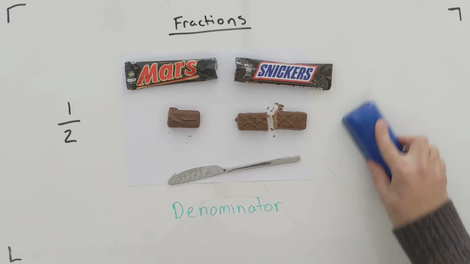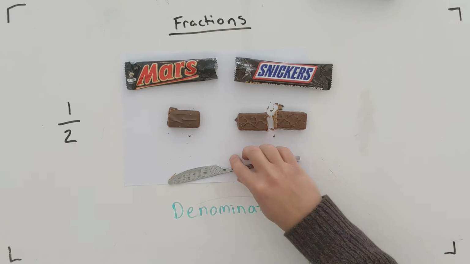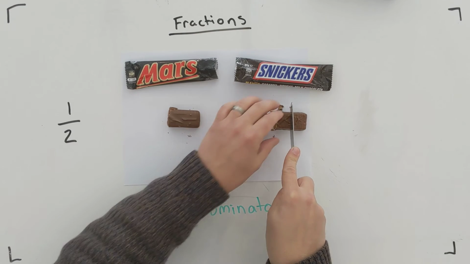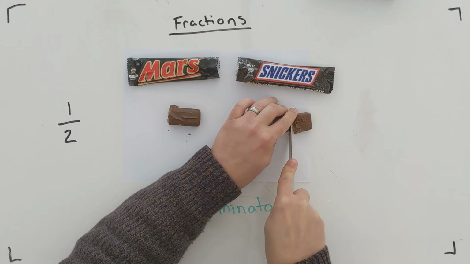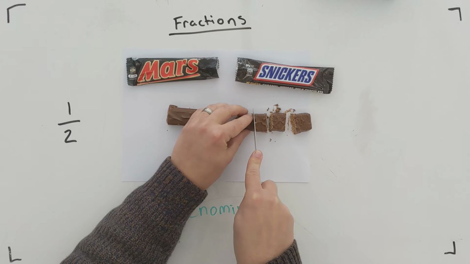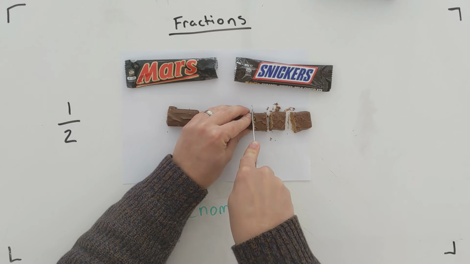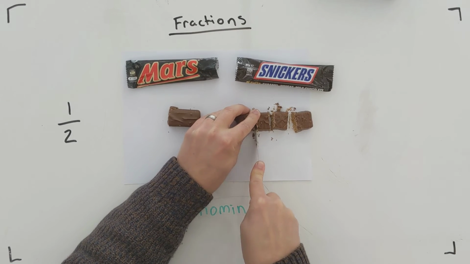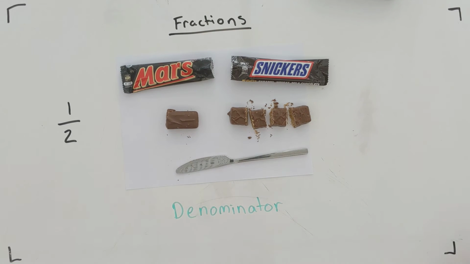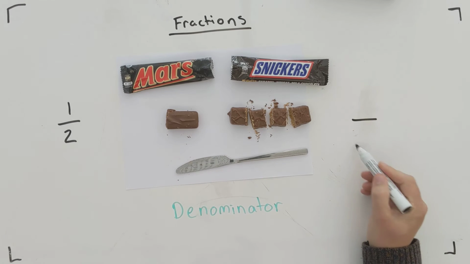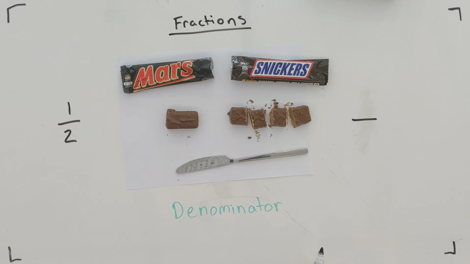But what if I cut it further than that? What if I cut this nice and carefully and equally, and now we've got 4 equal parts. So what would our denominator on the bottom of the fraction be? Remember, the denominator shows us how many equal parts make up a whole.